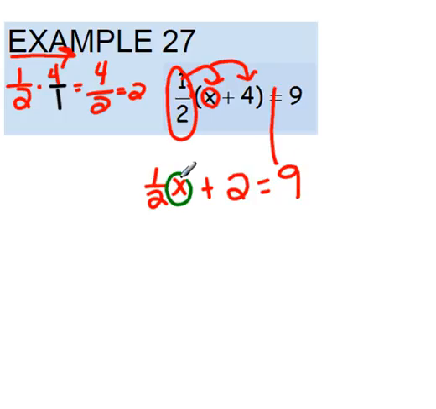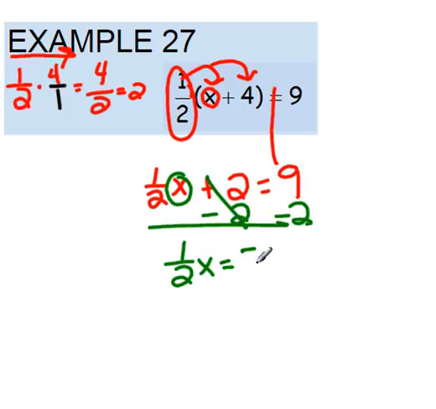Next, we're going to look at this problem and inverse the constant. The constant is adding to the variable, which is why we have to take care of that first. So we're going to inverse it with a negative, because the opposite of positive is negative. So we're going to subtract 2 from both sides. This will leave us with 1/2 x equals 7.